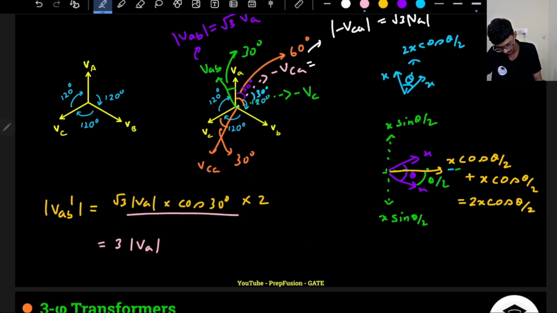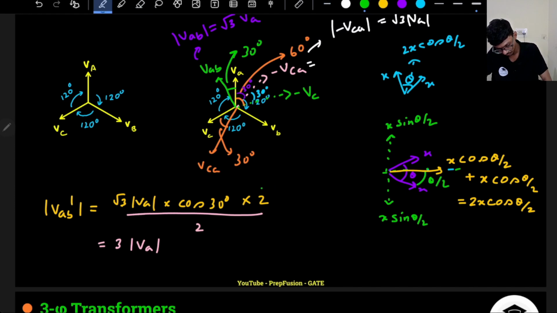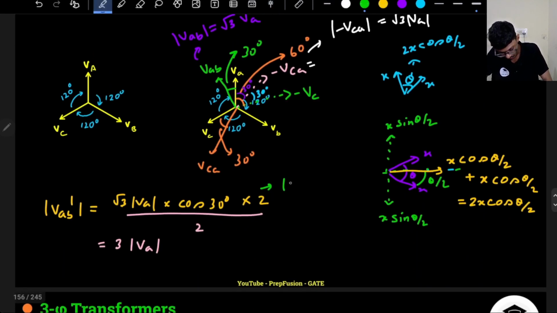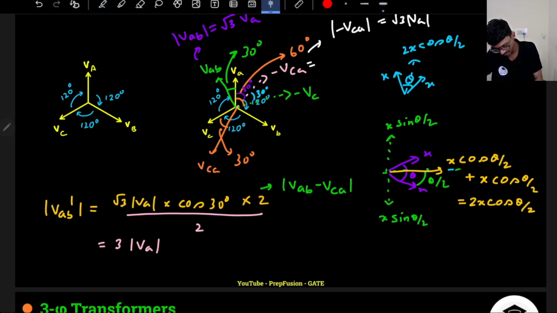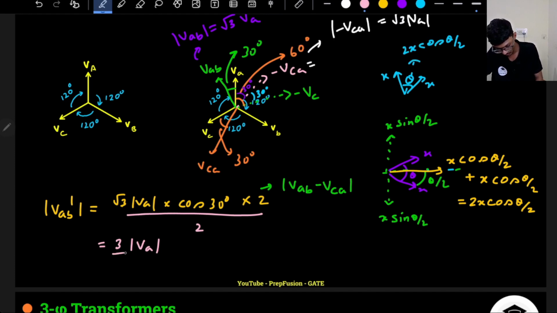Because this whole thing, I am basically talking about the magnitude. The top numerator is the magnitude of VAB minus VCA. So it is the magnitude of VAB minus VCA. Okay, so the 2 will get cancelled out. So this will be basically root 3 by 2 only. This ratio comes out to be root 3 by 2.